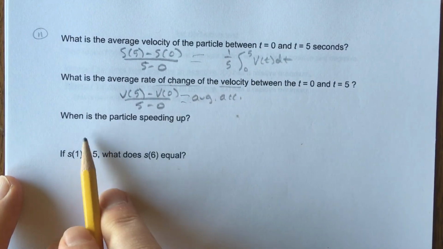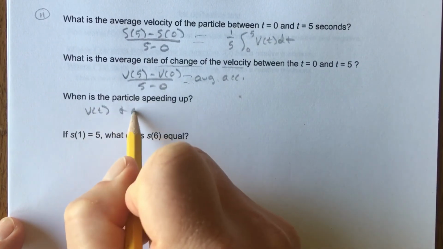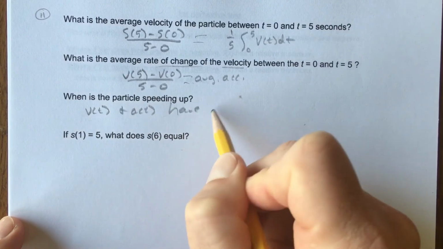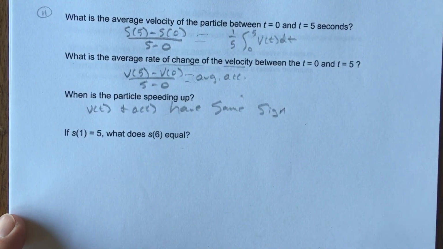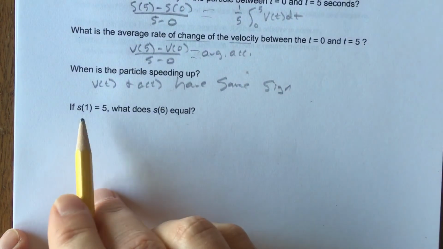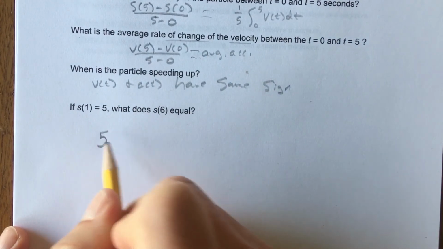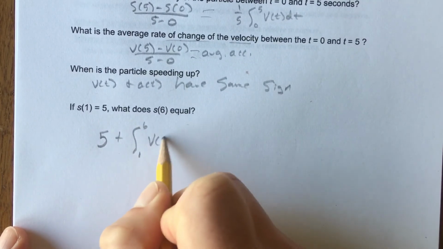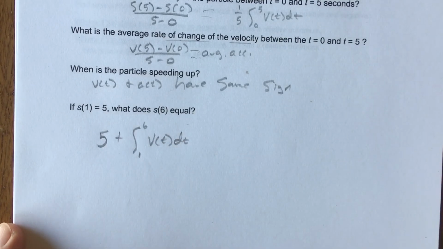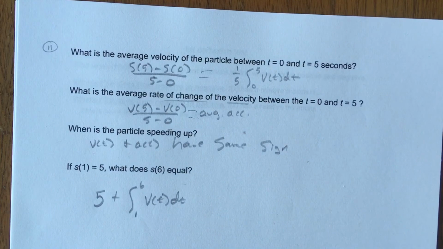All right. When is the particle speeding up? Particle is going to speed up when velocity and acceleration have the same sign. So if they're both positive or both negative, then our particle is speeding up. And if the position at 1 second is 5, what's the position at 6? We would take our initial position of 5 plus the change in position from 1 to 6, which is the integration of velocity. So that would give us our position at 6. So hopefully, again, those feel pretty comfortable. Anything that doesn't, put that on your note sheet.